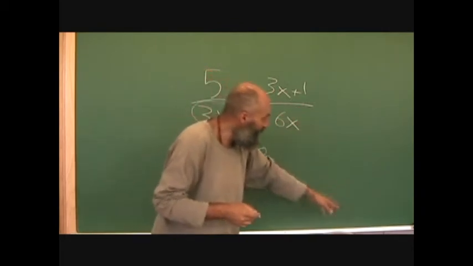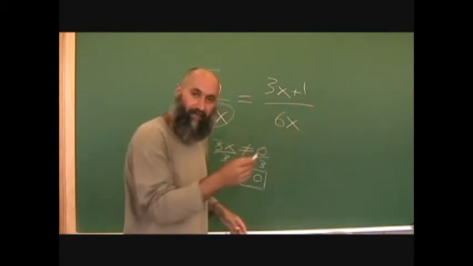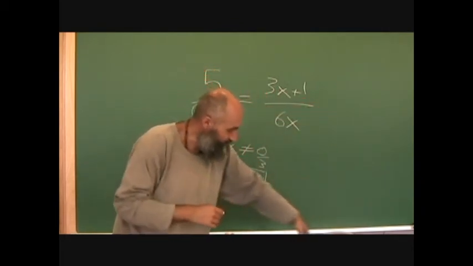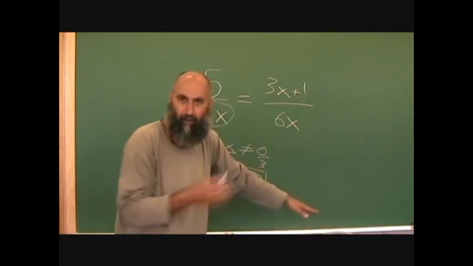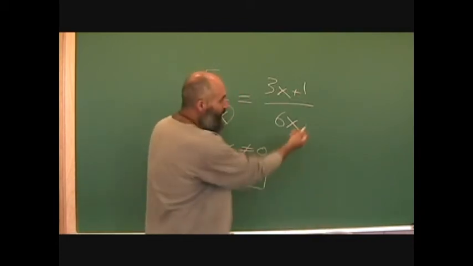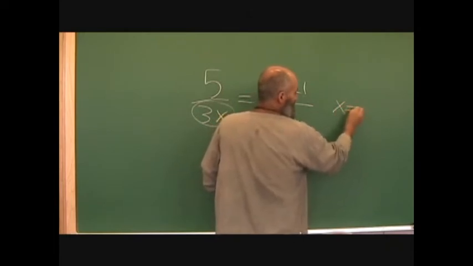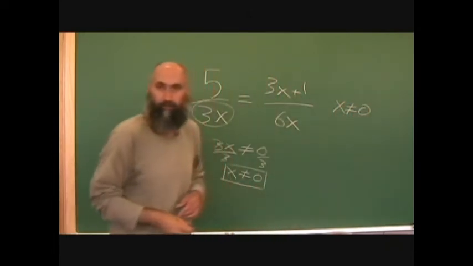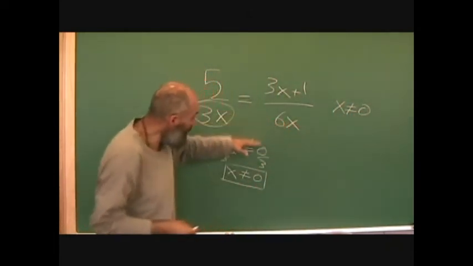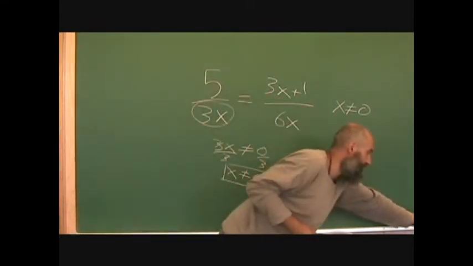And at the end, I look at the right side, and for my solution, I always list the restrictions at the bottom. So over here, I would say our restriction is x cannot equal 0. And then we would go ahead and start solving for it.